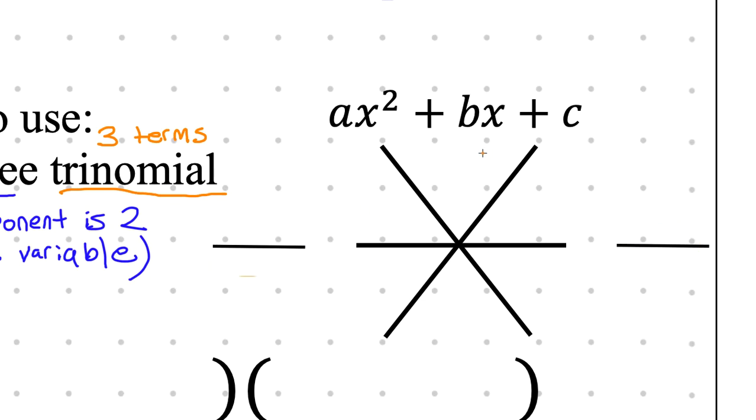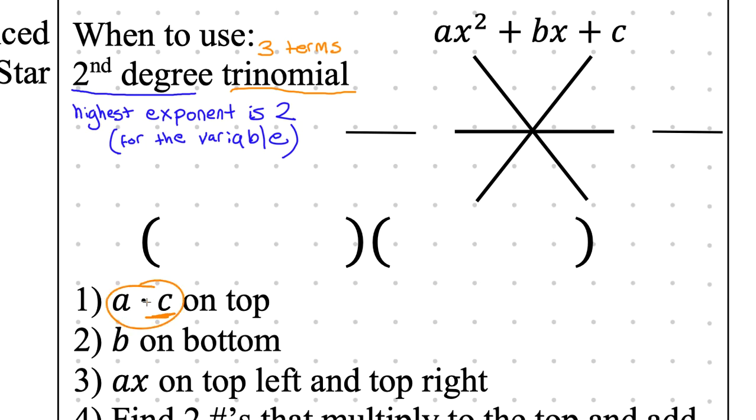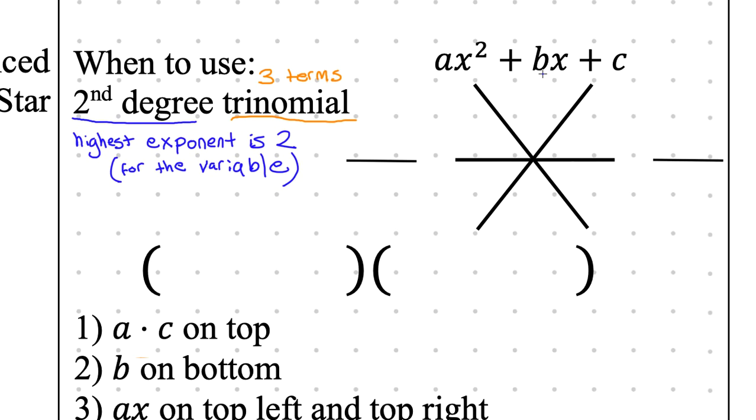Yeah, so again, it's going to be the same procedure if we read down here. It's a little bit different. We used to only put C on top. Now we're putting A times C on top. So we'll go ahead and write up here, A times C. B goes on the bottom, so I can write that down here. B is on the bottom. Again, I'm asking what 2 numbers multiply to the top and what 2 numbers add to the bottom.